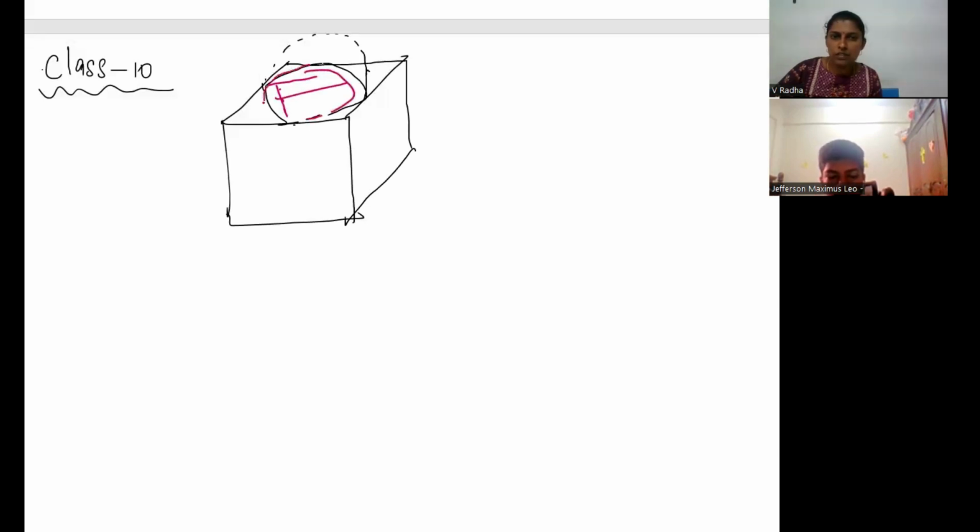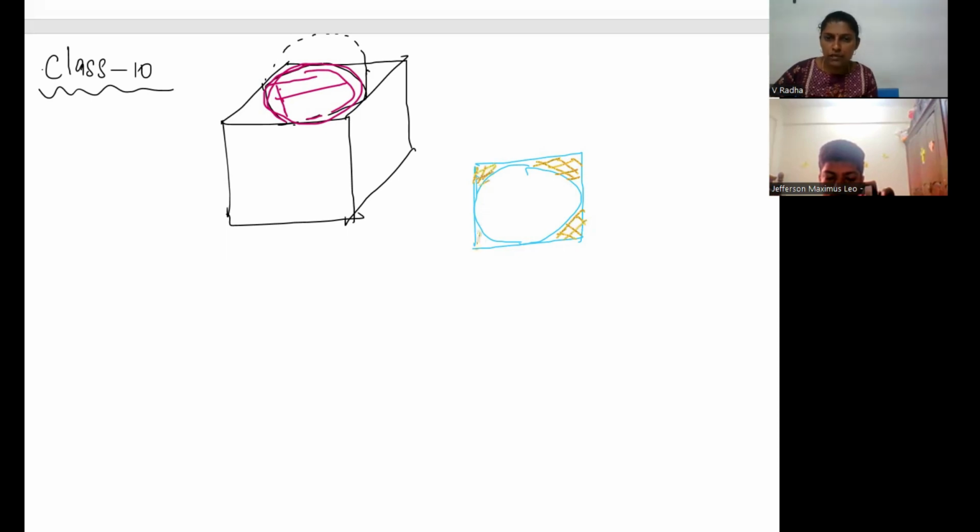So TSA of the cube plus CSA of the hemisphere plus the area of the base of the hemisphere minus area of the bottom of the hemisphere. Okay, I draw the top face of the cube. The top face of the cube looks like a square shape, and the circle portion is not visible. But the four corners are visible. These four corners we can see.